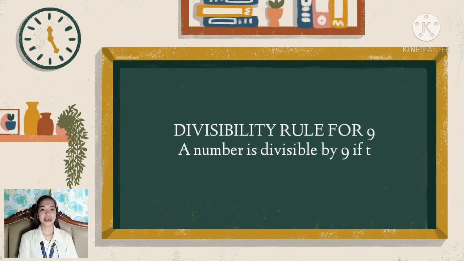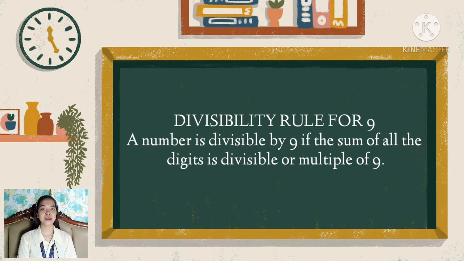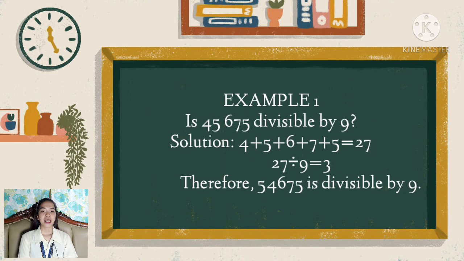Divisibility rule for 9. A number is divisible by 9 if the sum of all the digits is divisible or multiple of 9. So example number 1, is 45,675 divisible by 9? So we have here a solution.